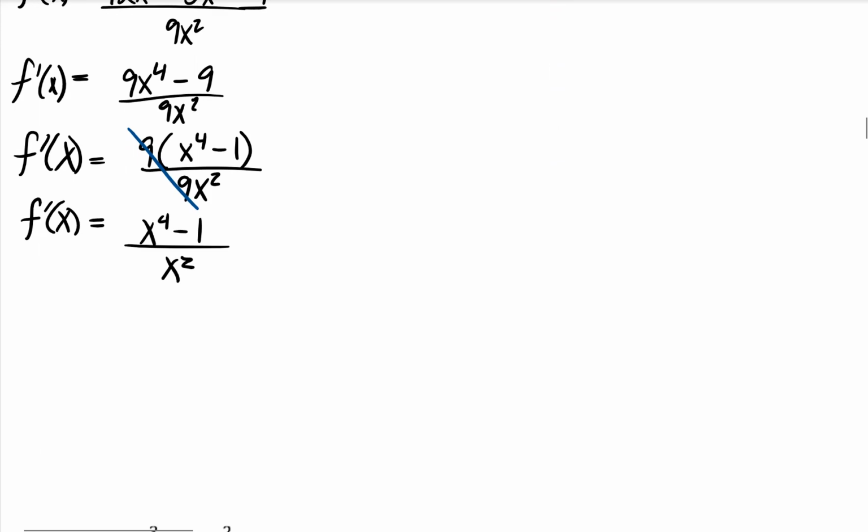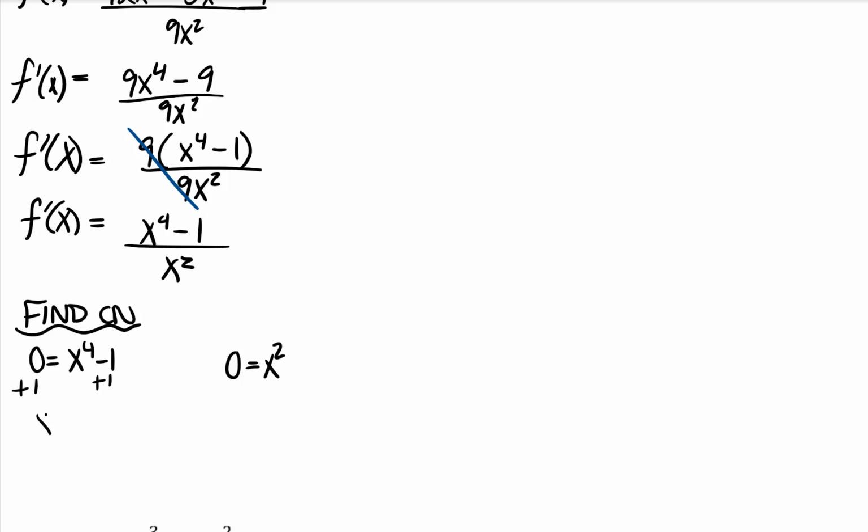To find critical numbers, we're looking for where the derivative equals 0 or where it is undefined. This is a difference of perfect squares, but I don't need to factor because I'm only looking for the real and not the imaginary solutions. So x to the fourth equals 1. Then we'll take the fourth root of both sides and get plus or minus 1. x is also equal to 0.